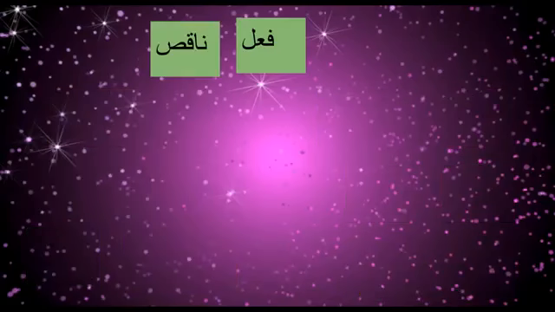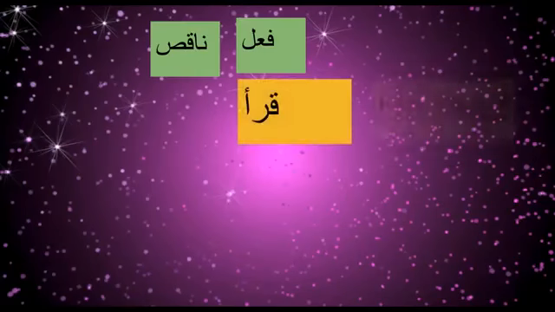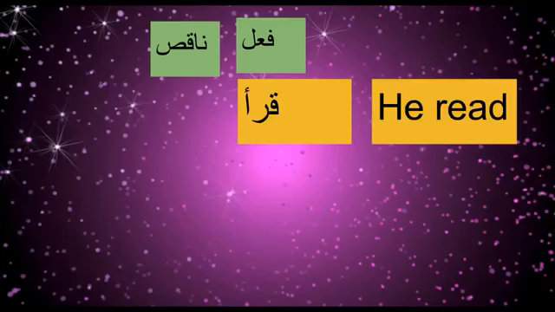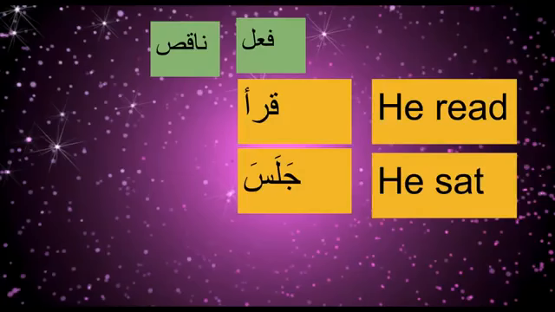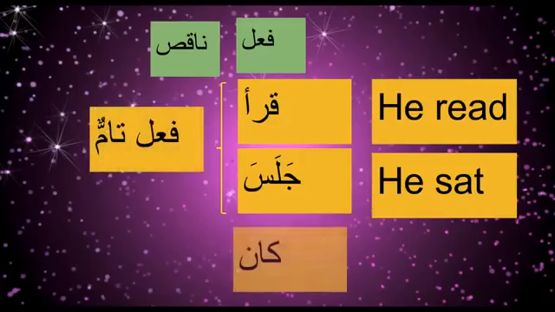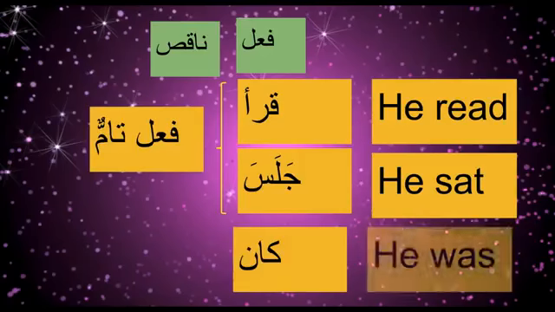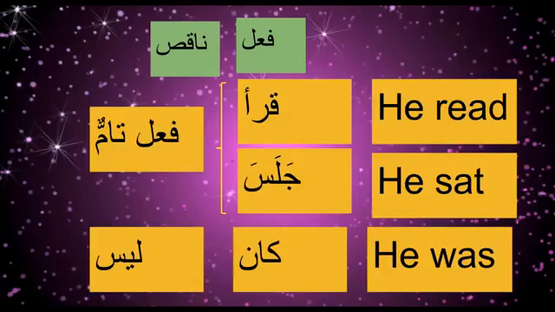Let me give some examples. We say he read, and the reading makes full sense. Jalasa, he sat, makes sense. These are called fa'il ta'man. We know kana means he was, so it doesn't make complete sense, and you need more information. We did another example before, which is laisa, which means he is not. We need more information to describe this fa'il.